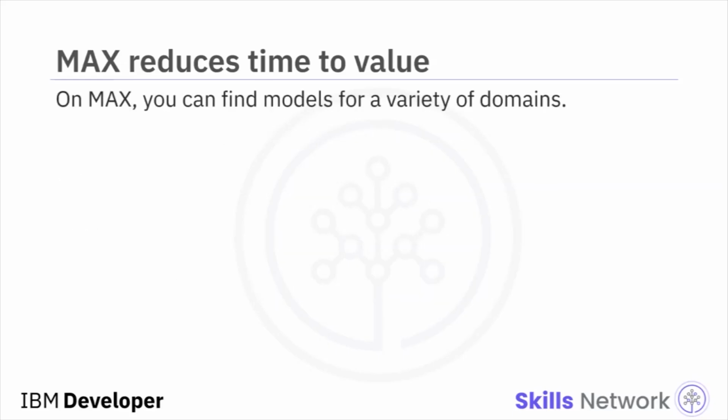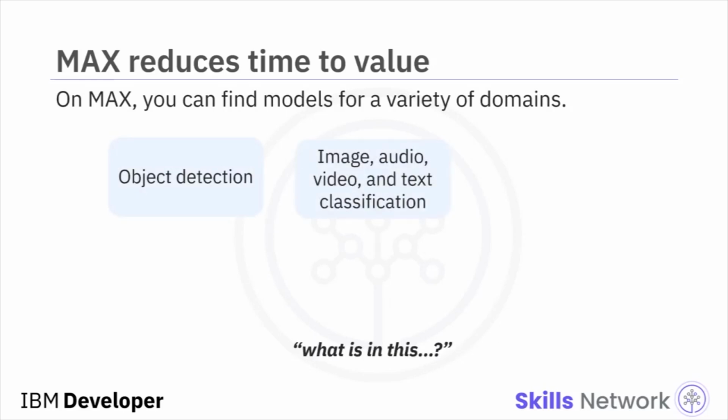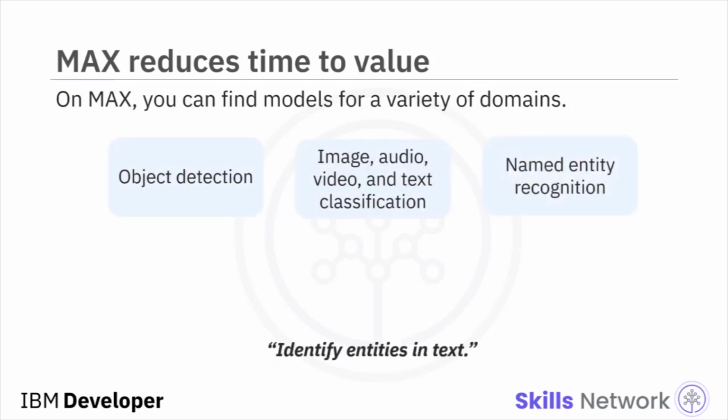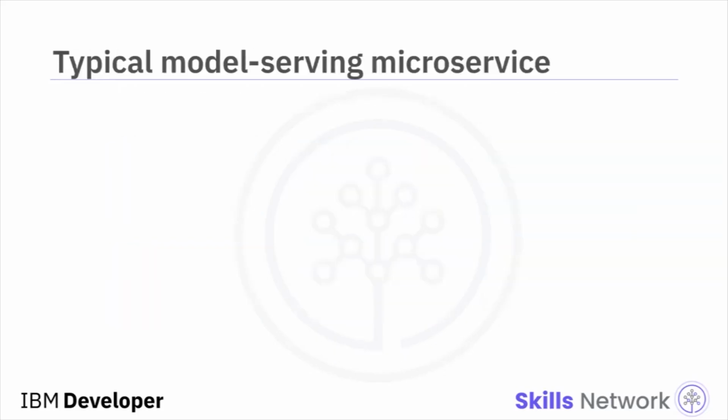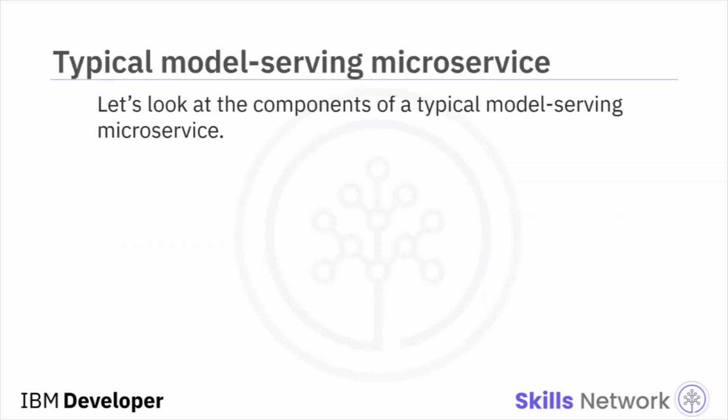On Max, you can find models for a variety of domains, including object detection, image, audio, video, and text classification, named entity recognition, image-to-text translation, human pose detection, and more. So let's look at the components of a typical model-serving microservice.